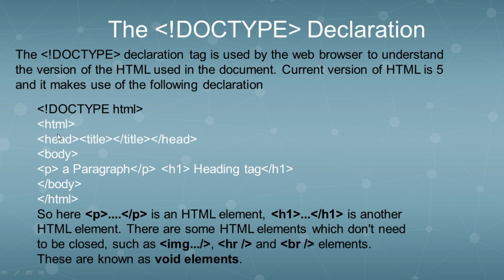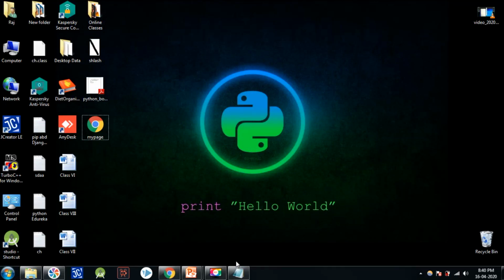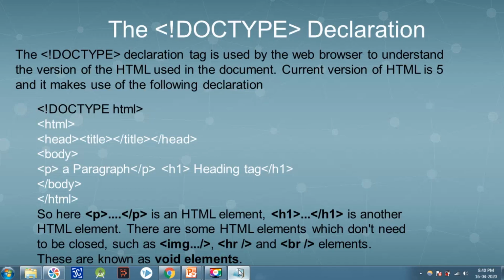As we can see, every element in this particular example has an opening and closing tag. But there are some elements or tags which are never going to be closed, such as the image tag, hr tag, and br tag. These are known as void elements, empty elements, or non-container tags. So we are going to understand a few examples.